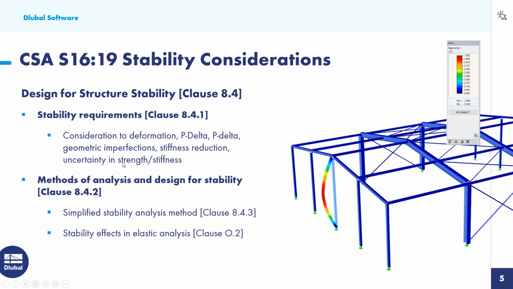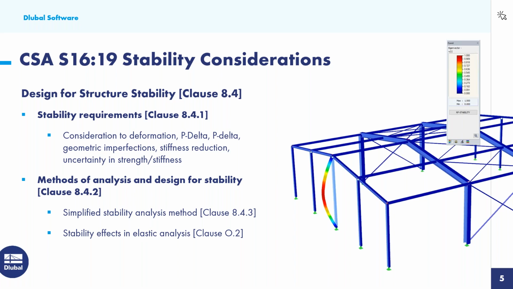There are actually a couple of different methods of analysis and design for stability, and these are provided in clause 8.4.2. The first, which is nothing new and has existed within the CSA, is the simplified stability analysis method according to 8.4.3. Most of us today that have done design according to the CSA standard should probably be quite familiar with this section. But what has recently been added within the 2019 standard is Annex O, and in particular, Clause O2, which now defines an alternative method for stability consideration effects for an elastic analysis. We're going to be getting into this quite a bit more today and applying this to our example.